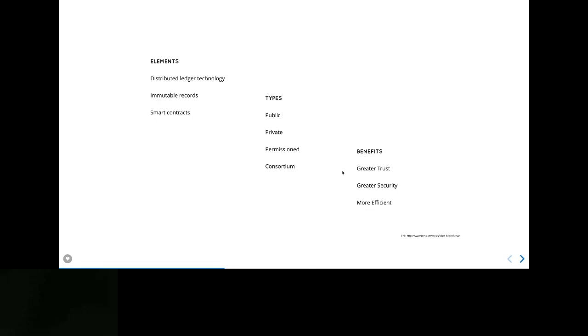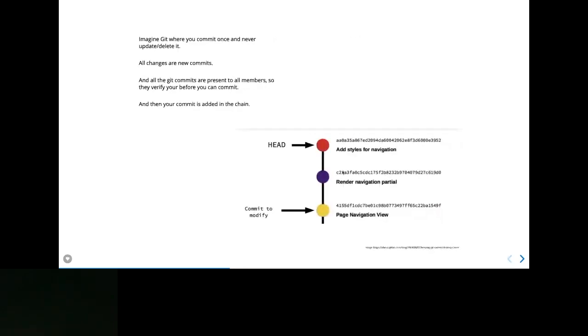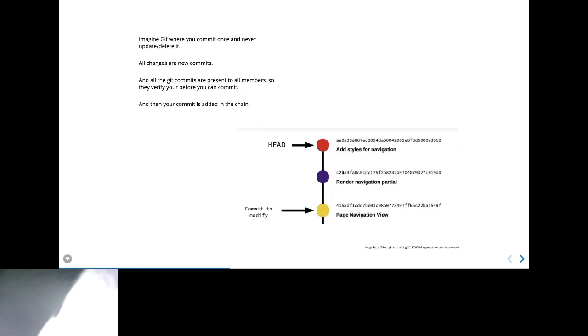So it has greater trust with strangers. You have greater security because it is very difficult to change the records, and it is more efficient because it lives on computer code and whatnot. I wrote about everything so that you can also understand blockchain in terms of Git, but you can read it, we don't have much time.